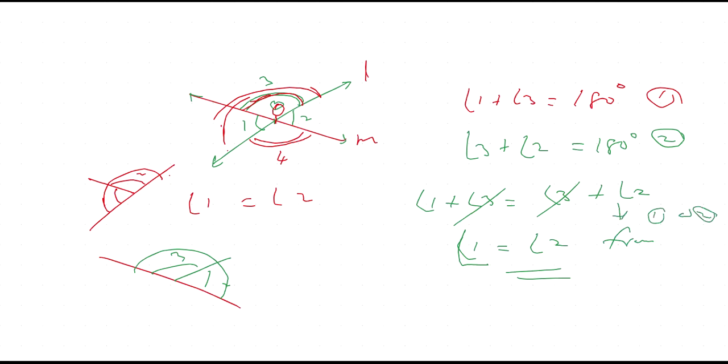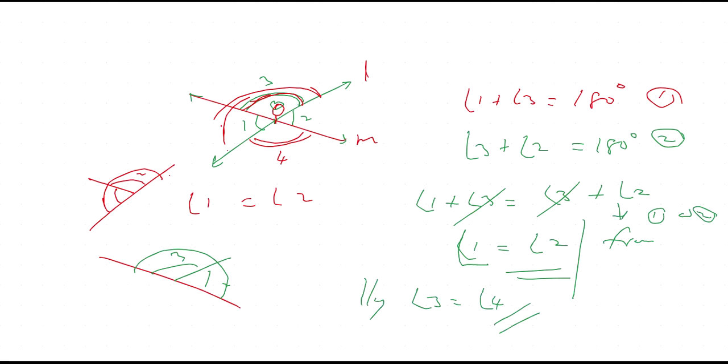So angle 1 is equal to angle 2. Now similarly, we can prove angle 3 is equal to angle 4. That is all. What we studied? Vertically opposite, that means when two lines intersect, we are getting 4 angles. That means 2 pairs of vertically opposite angles. Vertically opposite angles are equal.